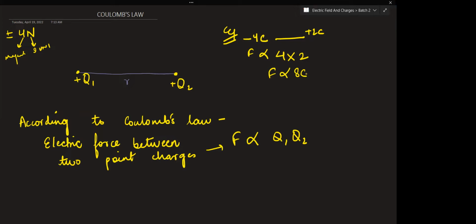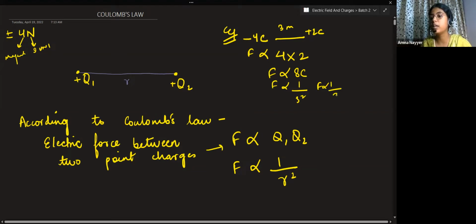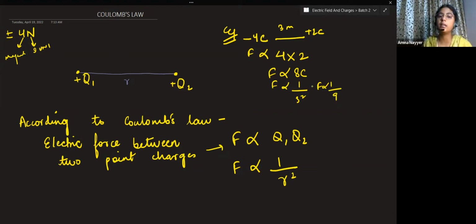Yes, ma'am. Now, second point: electric force is also proportional to one more thing, that is, it is inversely proportional to the square of the separation between them. If I say both these charges were separated by 3 meters, then this force was inversely proportional to the square of the separation between these two charges, meaning 3 square. So force was inversely proportional to 1/9. This is what is meant by Coulomb's law.